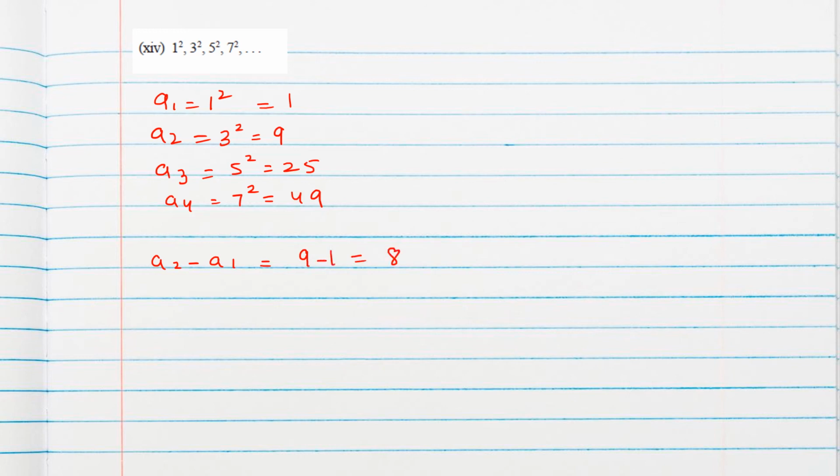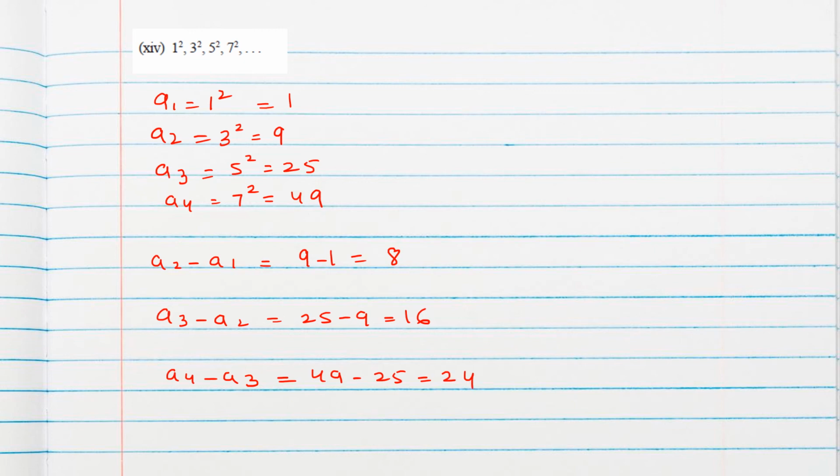Question number 14. 1 square, 3 square, 5 square and 7 square. So A1 is 1 square, which is 1. A2 is 3 square, which is 9. A3 is 5 square, which is 25. A4 is 7 square, which is 49. Now we'll find A2 minus A1, which is 9 minus 1, that is 8. A3 minus A2, which is 25 minus 9, which is 16. Then A4 minus A3, 49 minus 25, which is 24.